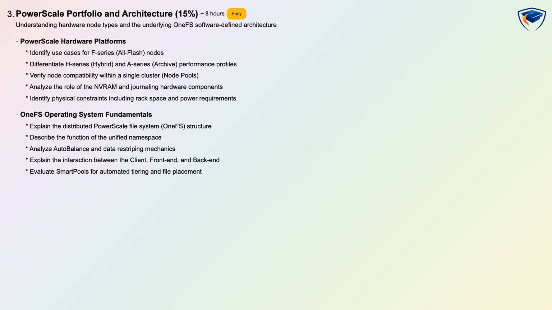PowerScale Portfolio and Architecture makes up 15% of the exam, is rated easy, and requires around 8 hours of learning with conceptual and scenario-based assessments. This area covers hardware platforms so you can identify when to choose F-Series All-Flash, H-Series Hybrid, or A-Series Archive nodes and verify node compatibility and node pool strategies. You will study hardware components such as NVRAM and journaling, plus physical constraints like rack space and power requirements.